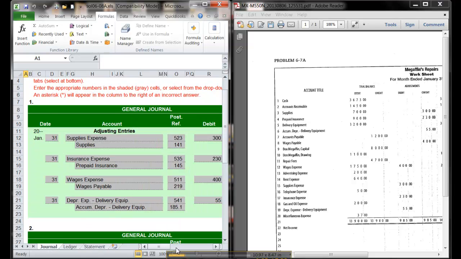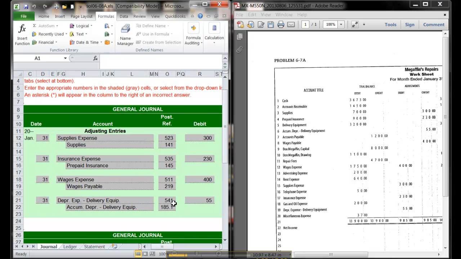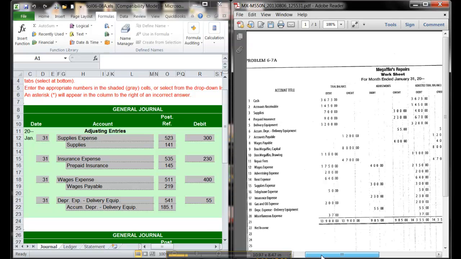So let's start on the journal, and we're going to do our adjusting entries. The adjusting entries are always on the last day of the month. If I look at my worksheet, it's month ended January 31st, so everything here on the journal is dated January 31st. All I have to do is look at my adjustments and see what happens. So here is my supplies expense for the 300 and my supplies for 300. So that was my first journal entry.